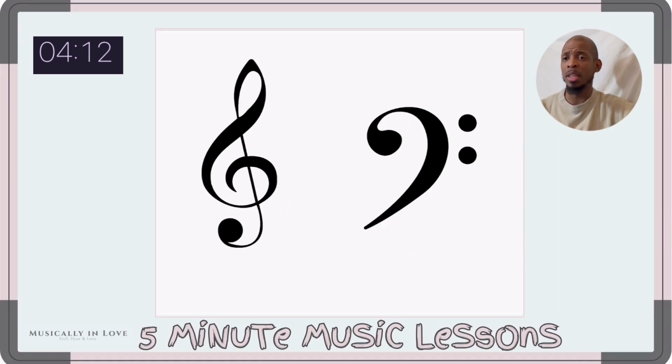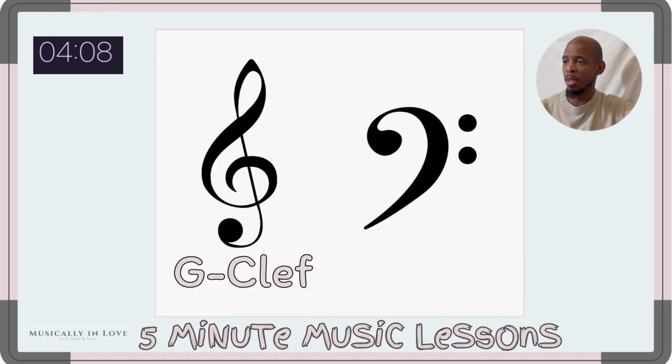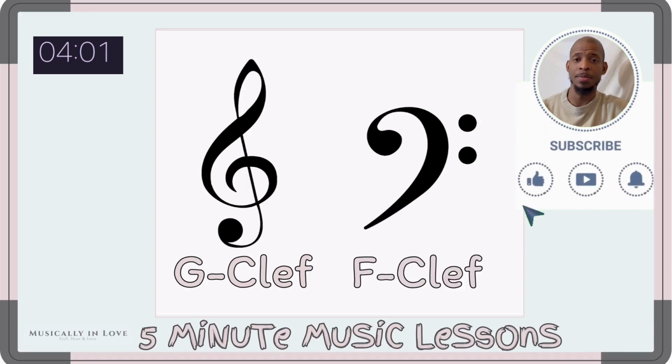And the most important thing you need to remember is the names of these 2 things. This symbol is called a G-Clef. And this symbol is called an F-Clef.